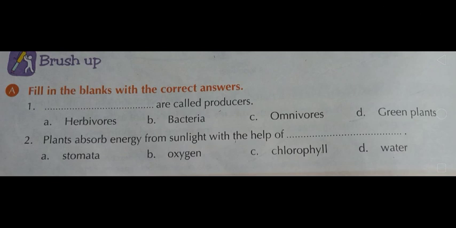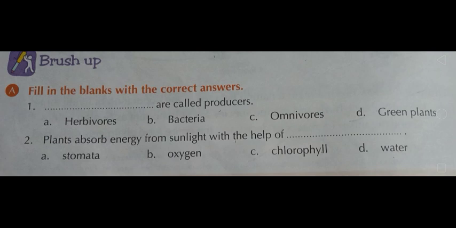Today, as I told you in the last class, we will be doing a few fill in the blanks, true or false, and name the following. As you can see in the picture, fill in the blanks with the correct options. Multiple choice answers are already given, so you have to choose the correct answer to fill in the blanks. The first question is: dash are called producers: herbivores, bacteria, omnivores, green plants. Choose the correct option from the ones given below.